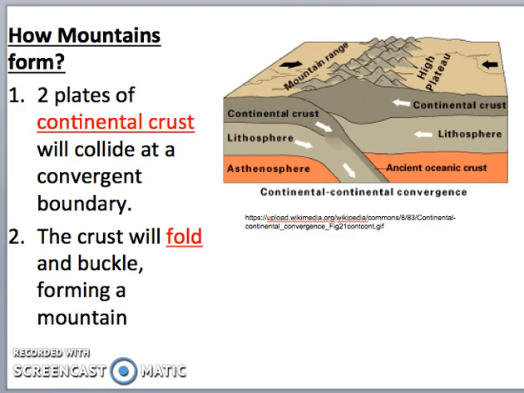Alright, so now let's get into how mountains form. When two plates of continental crust collide at a convergent boundary, which is when two plates are crashing into each other, sometimes the crust will fold and buckle and it forms a mountain. So that's how mountains will form.